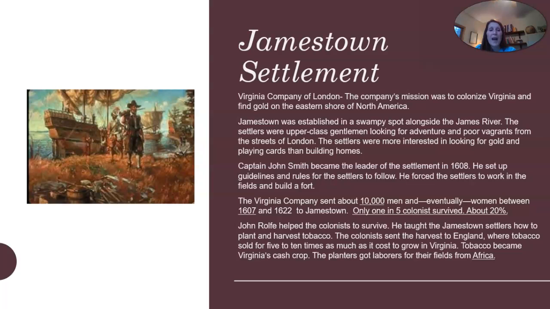Only 1 in 5 colonists survived, so only about 20% of the people that went survived. John Rolfe helped the colonists to survive, the ones that obviously did survive. He taught the Jamestown settlers how to plant and harvest tobacco. The colonists sent the harvest to England, where tobacco sold for 5 to 10 times as much as it cost to grow in Virginia, and tobacco became Virginia's main cash crop. The planters got laborers for their fields from Africa, as we've learned in the transatlantic slave trade.